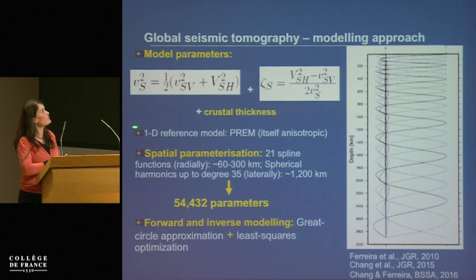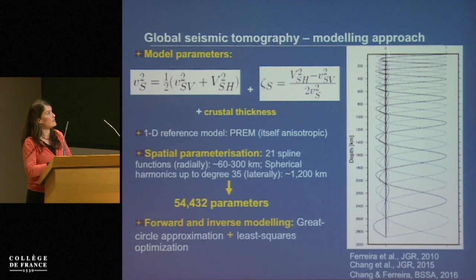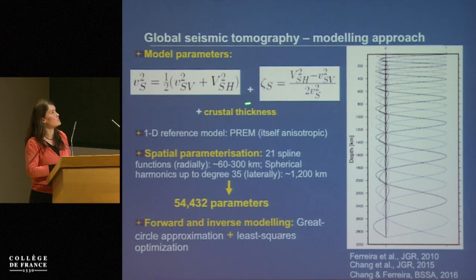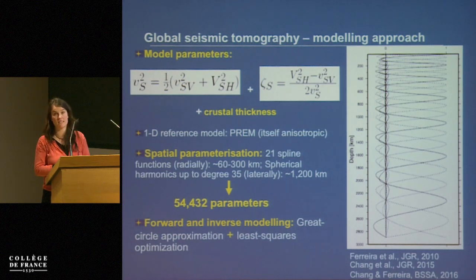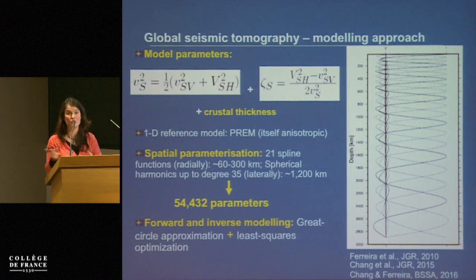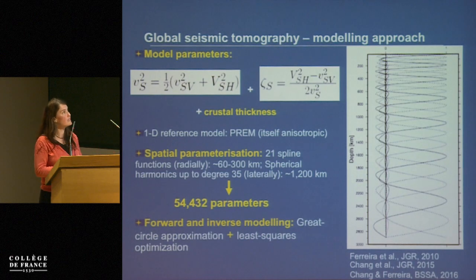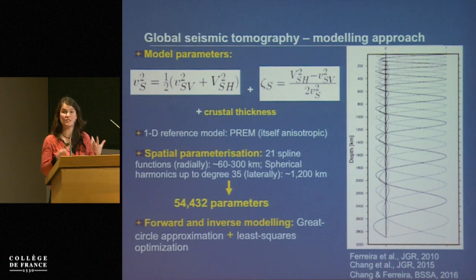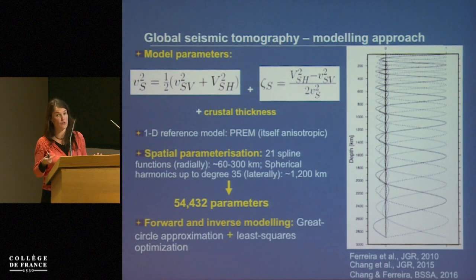What we do is we invert simultaneously for isotropic and anisotropic structure with this parametrization, but also for crustal thickness. The reason we are doing this is because our previous work, as well as work from other groups, notably from Barbara's group and others, has clearly shown that when it comes to mapping anisotropy in the mantle, it is very, very sensitive to errors in the way we model the crust.